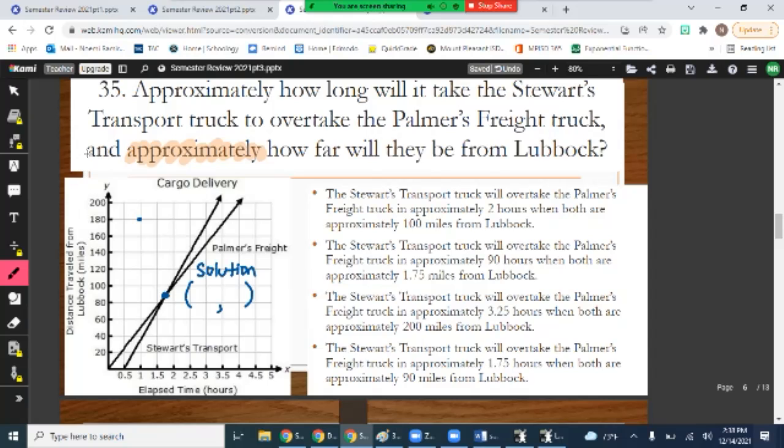So I'm going to go straight down to find my x value. And I notice that it falls right between 1.5 and 2. What's in between 1.5 and 2? Thank you, 1.7.